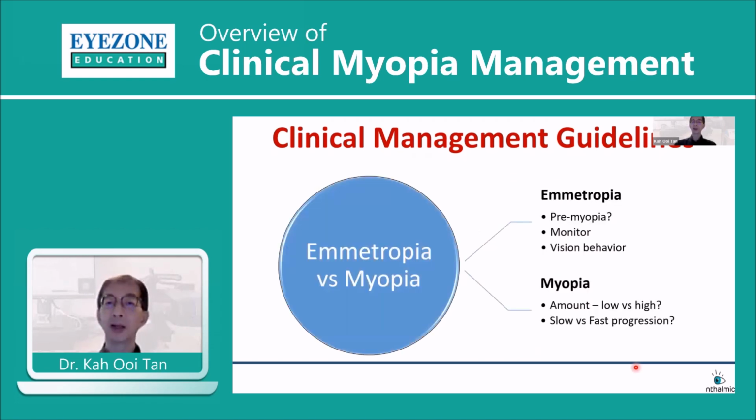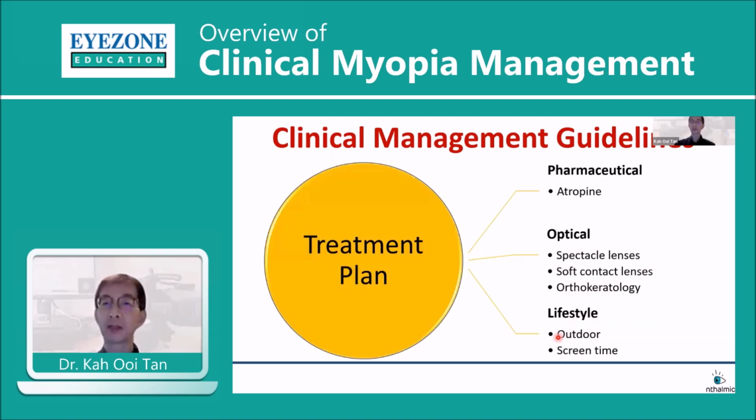Then the next question is, we have to deal with those kids who are still pre-myopic and myopic. Now, this is quite interesting because nowadays, when we handle children, most of them are already showing some sign of myopia. So we need to identify when these kids become myopic, whether it is low or high, and from the past record, whether it is slow progression or fast progression.